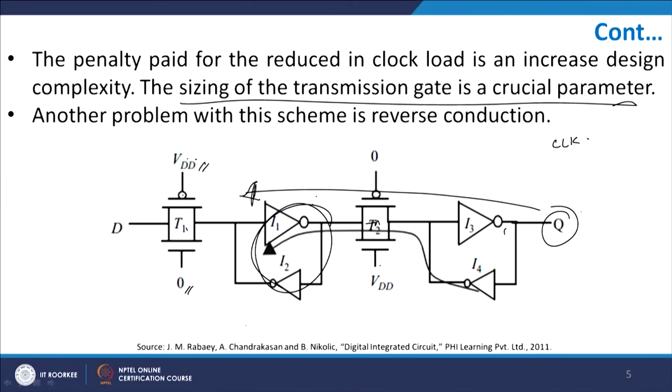As a result, when you are sampling the next set of data, the T2 transmission gate will not be able to understand which data to sample in reality. So that is a major problem of reverse conduction as far as this structure is concerned, and that is a major problem area of this whole design.